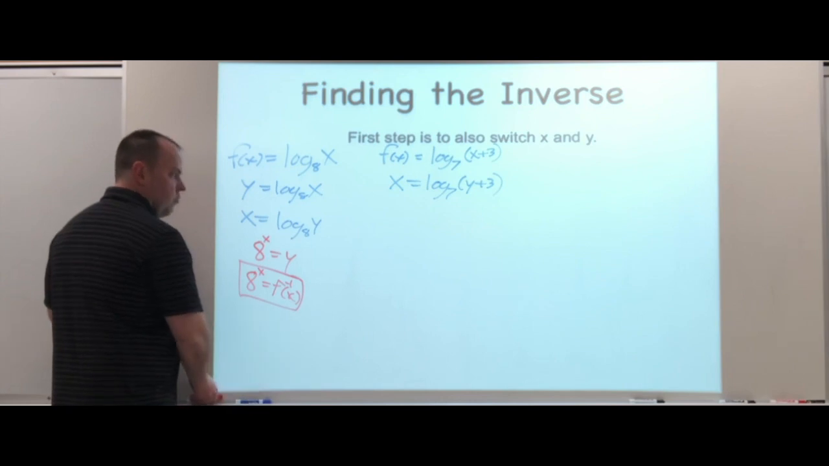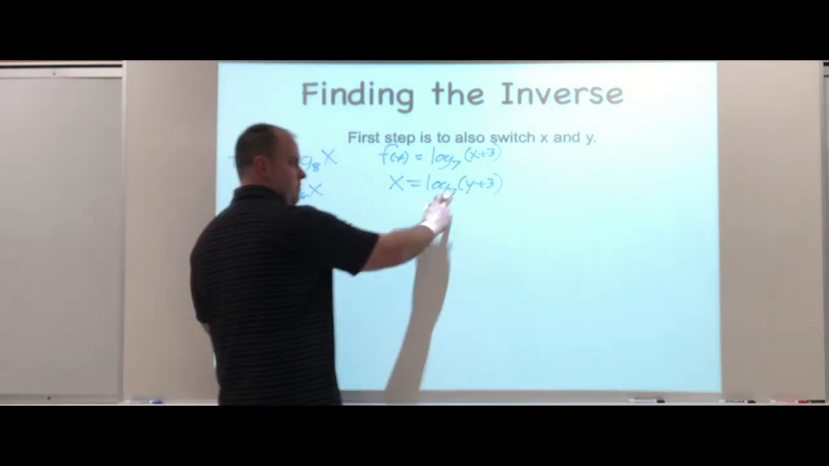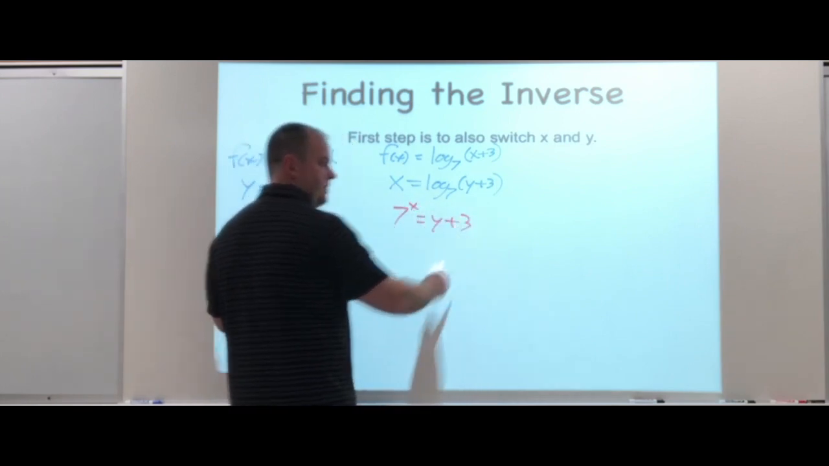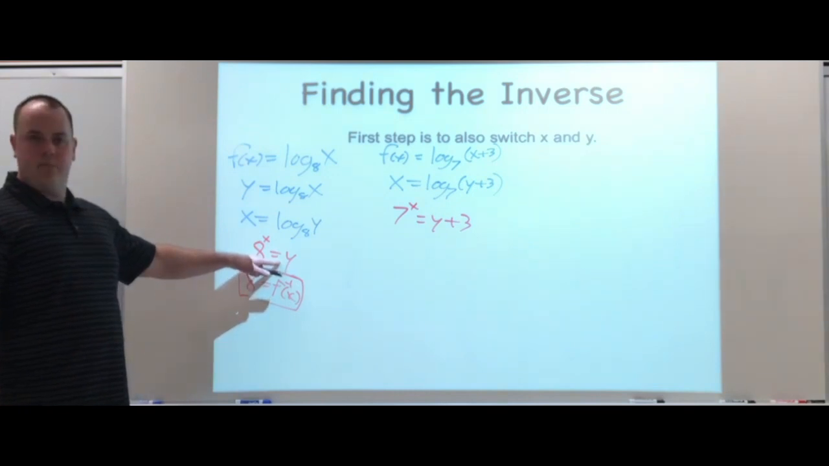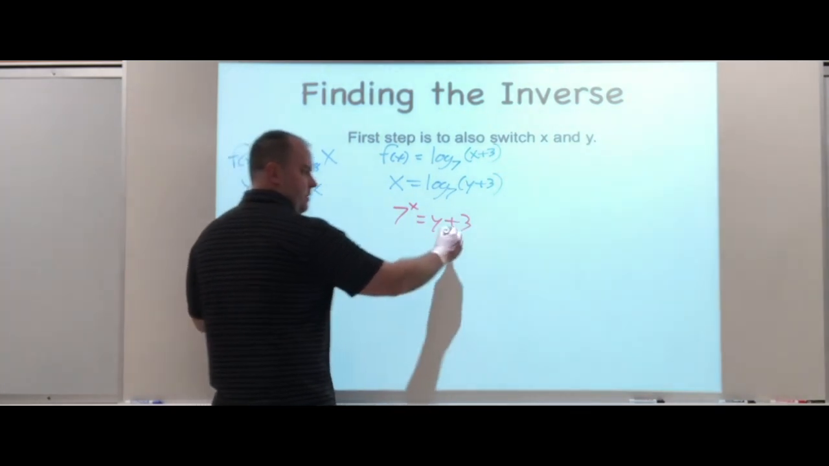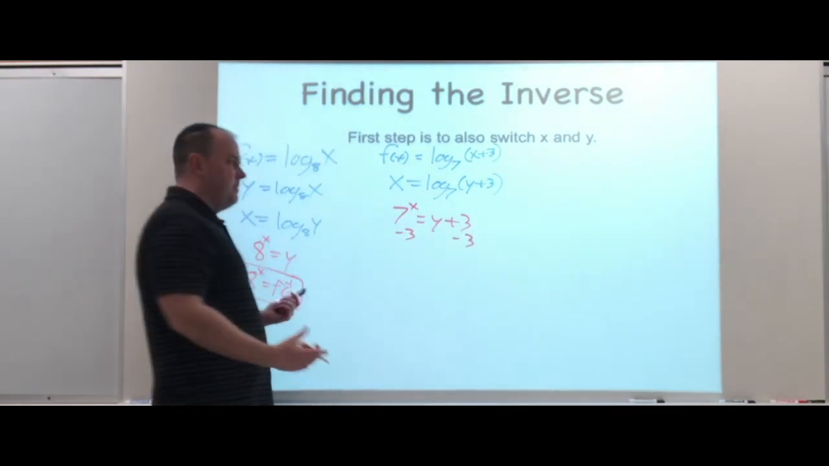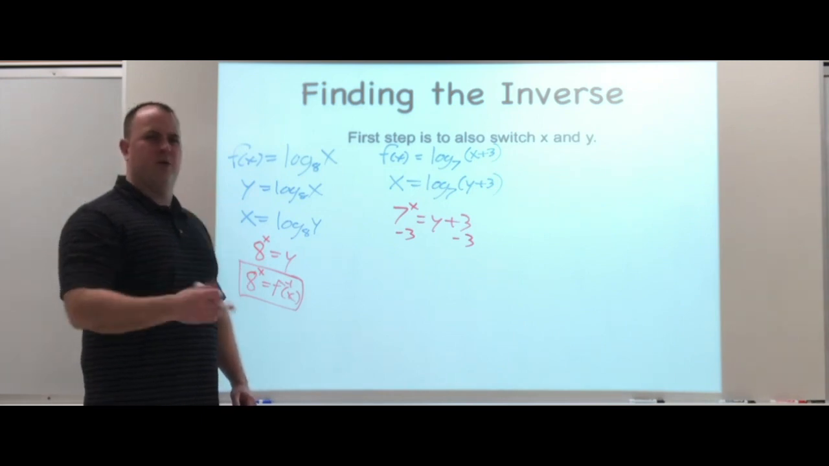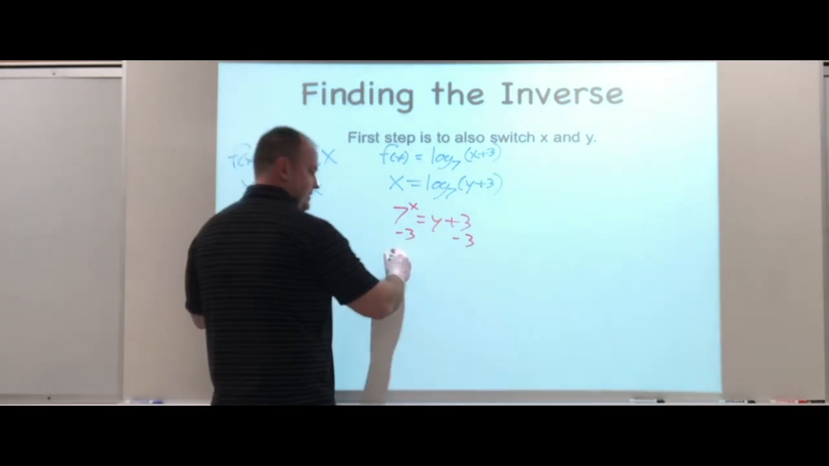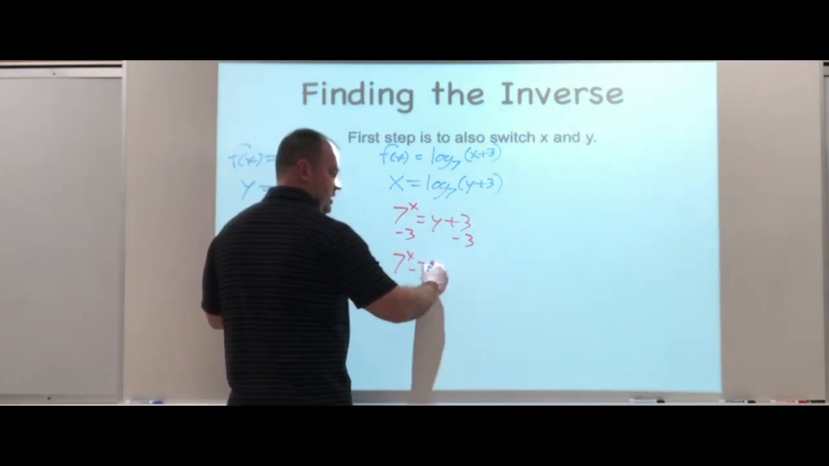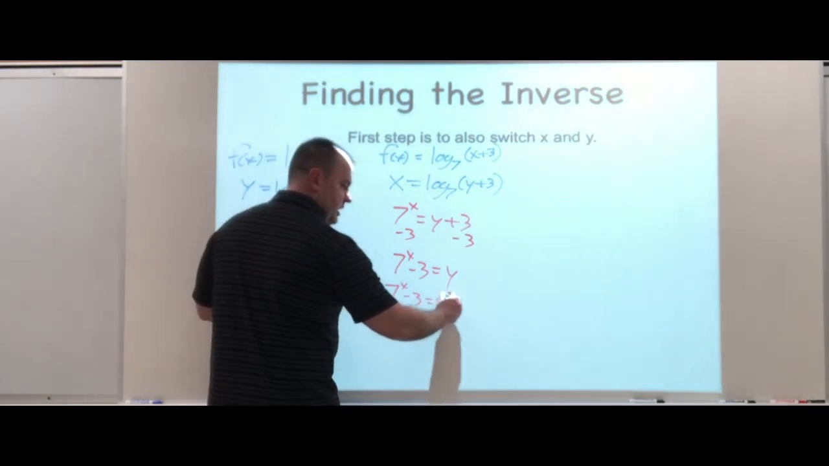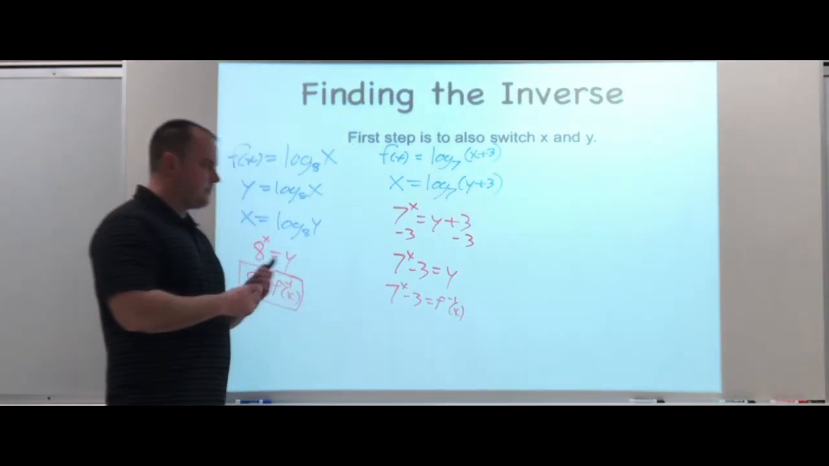So the next step is to write it as an exponent. Okay? Our base is 7, so we're going to have 7 to the x power equals y plus 3. And now, unlike this time, there's that plus 3 there. Over here, y was by itself, so we were done. Here, we still need to get rid of that 3. Subtract 3, and now just thinking about how this looks, 7 to the x power, do you think you can combine that 7 and 3? No, they're not like terms. 7 to the x power minus 3 equals y. And let's just write it: 7 to the x power minus 3 equals f negative 1 of x.